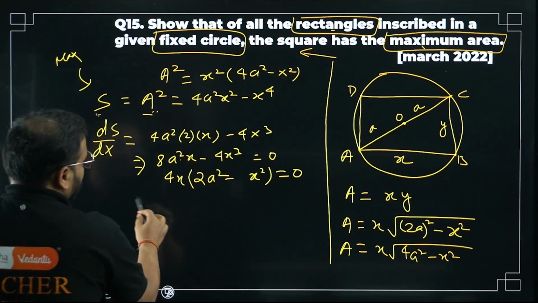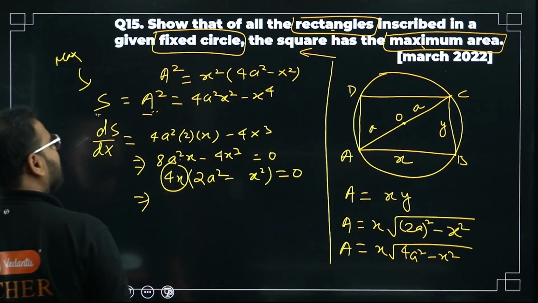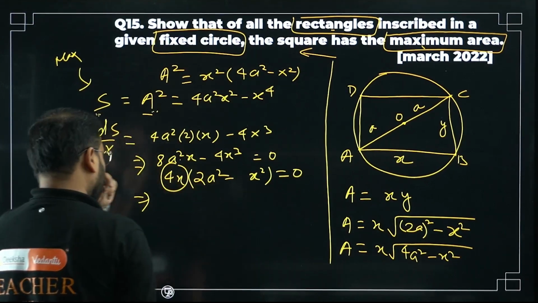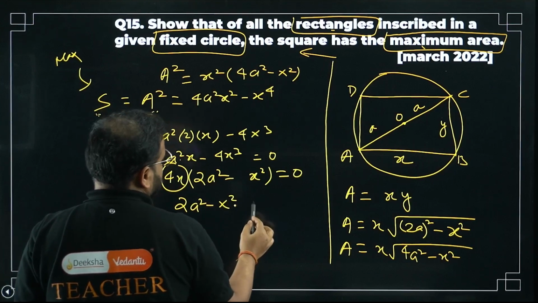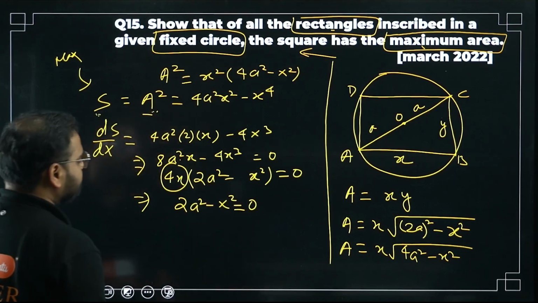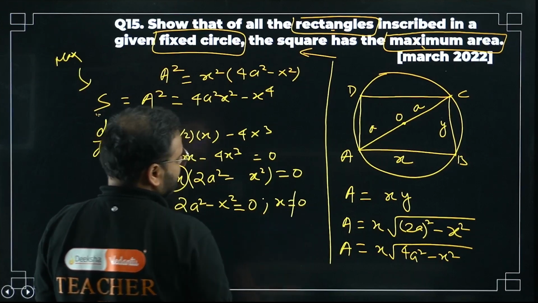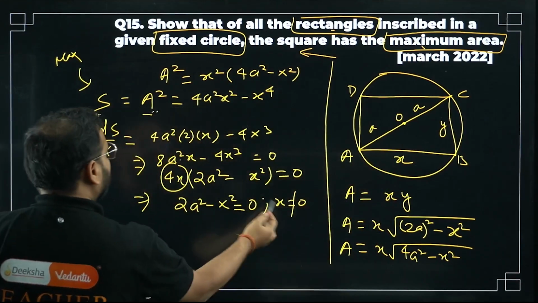Now you check here. This means either x can be 0 or this whole bracket can be 0. Either x is 0 or this bracket is 0. What it means? 2A square minus x square is 0. Can this x be 0? No, sir. How come? x is a side length. It cannot be 0. It means not possible. Okay?